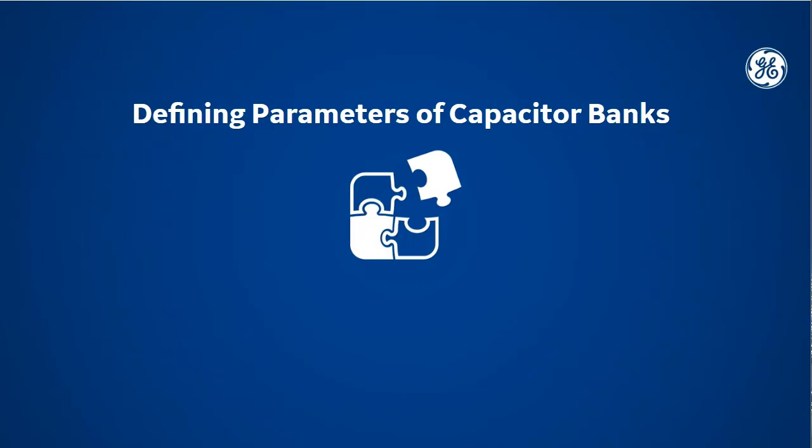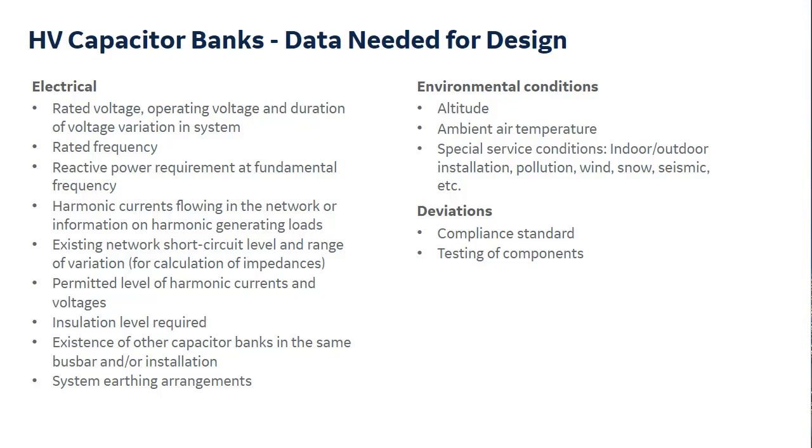Okay, that was the very brief introduction on the harmonics. Now we go to how we define the parameters of the capacitor bank or the filter in any application. Here I'm mainly considering renewables, but this will apply to all other applications also. First, this is what we need when we design a capacitor bank. We need to know the rated voltage of the bank. We need to know the frequency. We need to know the reactive power requirement, fundamental frequency, and so on.